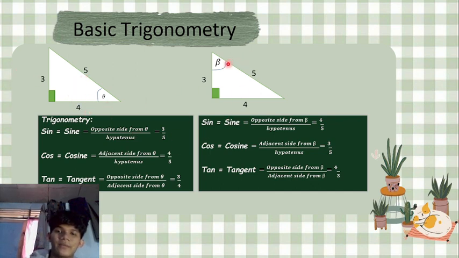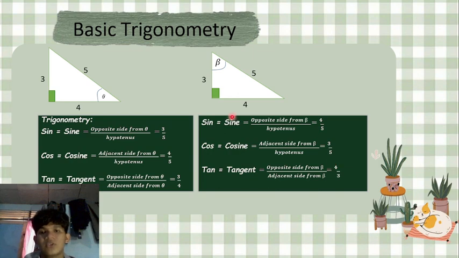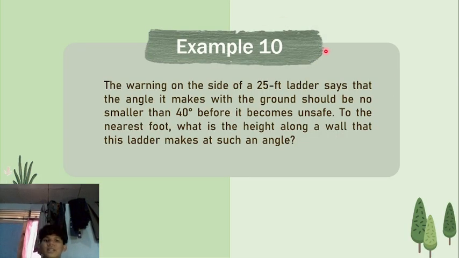Next one is if I have the beta angle in this corner, so sine beta is equal to opposite side from beta over hypotenuse, which is 4 over 5. Cosine beta is equal to adjacent side from beta over hypotenuse, which is 3 over 5. Tangent beta is opposite side from beta over adjacent side from beta, which is 4 over 3.